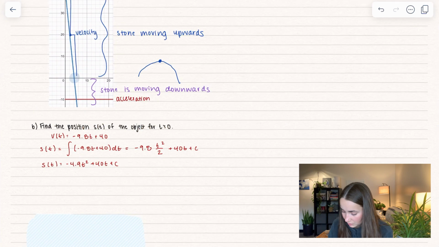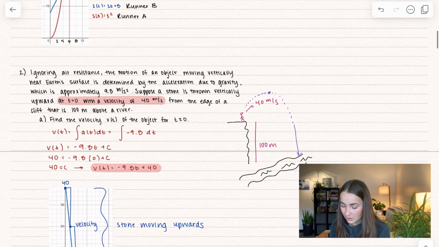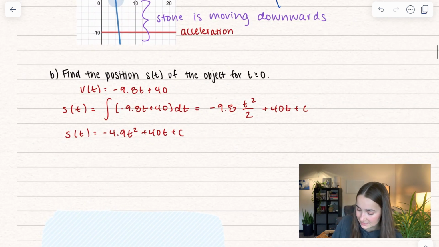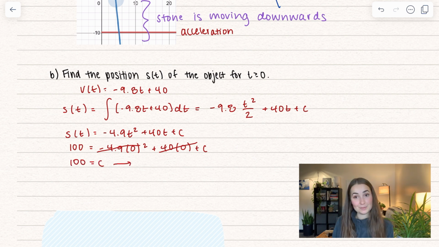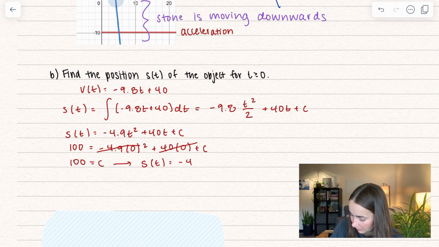Let's look at what the original problem was saying, and we want to look for a position of some kind. It's going to be right here. We're throwing from the edge of a cliff that is 100 meters above the river. So that tells me our position is going to be 100 meters when our time is 0, when it's initially thrown. Here, those terms are both being multiplied by 0. We get 100 is equal to c, which tells us our official position function. We get s of t is equal to negative 4.9 t squared plus 40t plus 100. I'm going to highlight that.